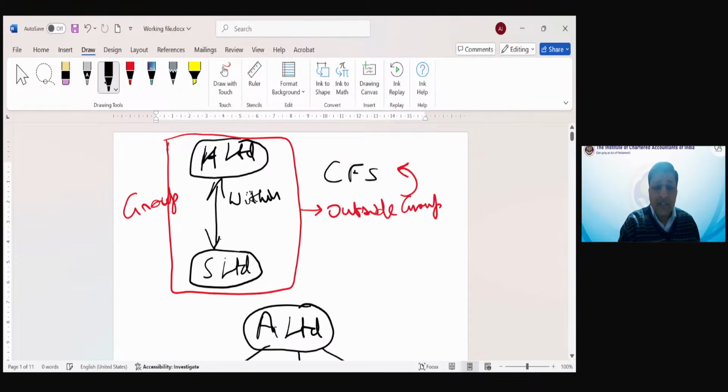What do you mean by within the group? Means between these companies, which is also called intercompany transactions, wherein the companies belong to the same group. So will you consider that? Tell me, will you consider that? The answer is no. Pranav says no. So you will not consider that. And we have also tried to link this as to why that is not required to be done.